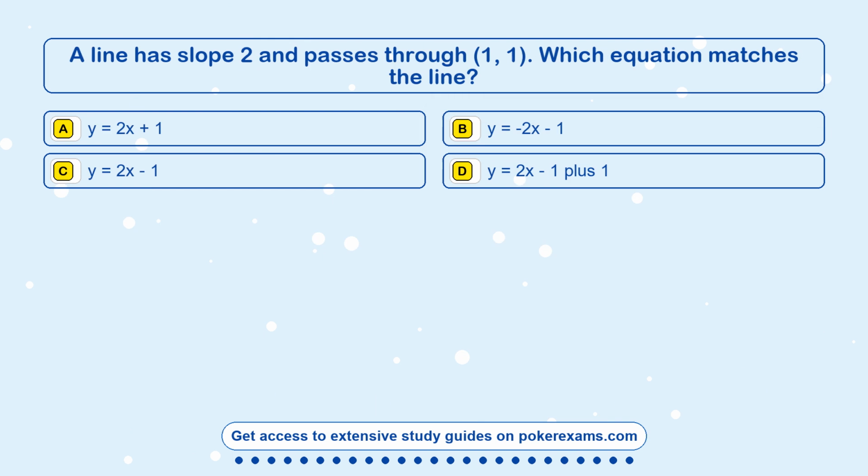Question 14. A line has slope 2 and passes through 1, 1. Which equation matches the line? Option A y equals 2x plus 1. Option B y equals minus 2x minus 1. Option C y equals 2x minus 1. Option D y equals 2x minus 1 plus 1.